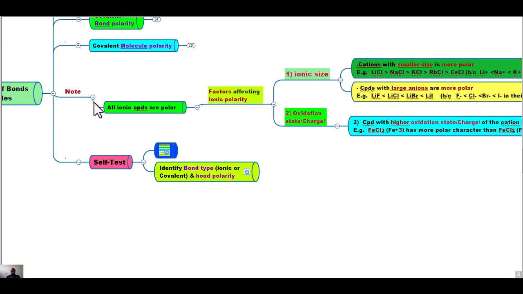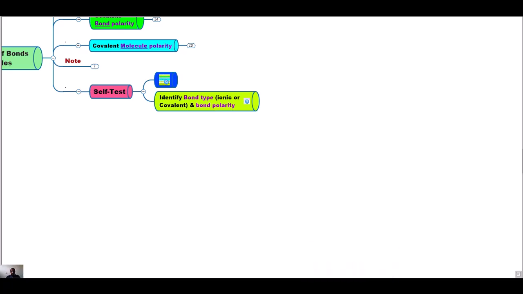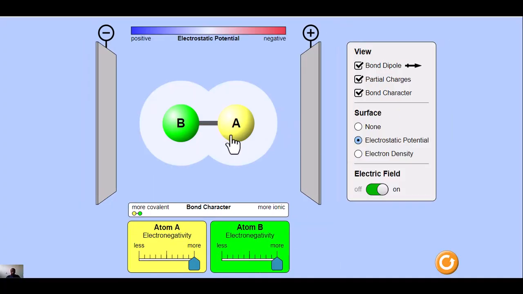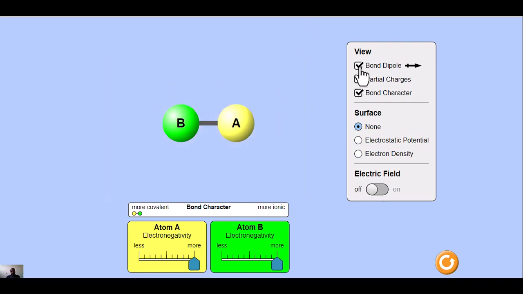This is one point, and let me explain this more with a simulation. The first one is the two-atom molecules. Let me start from the beginning. If you consider these molecules A and B, and both A and B are less electronegative, and you see the bond dipole, there is no bond dipole and no partial charge, and the bond character is more covalent, because a covalent bond is formed from less electronegative and less electronegative atoms, or from more electronegative and more electronegative atoms. The two atoms should be more electronegative and more electronegative, or less electronegative and less electronegative.